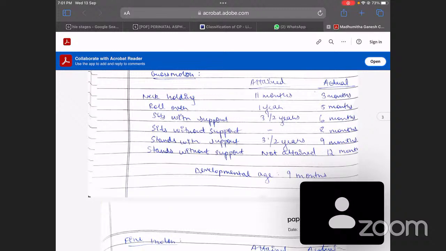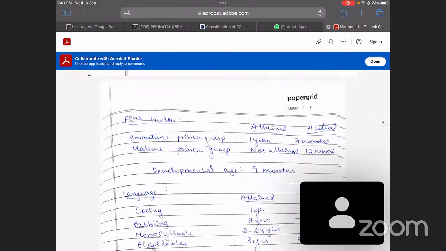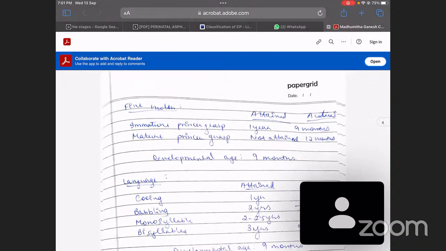Okay. Now tell me about the fine motor. Fine motor: immature pincer grasp was attained at 1 year. Mature pincer grasp is not attained yet. So the developmental age is also 9 months, so it is also a developmental quotient of 25%. So it's also a significant delay in the fine motor, right?